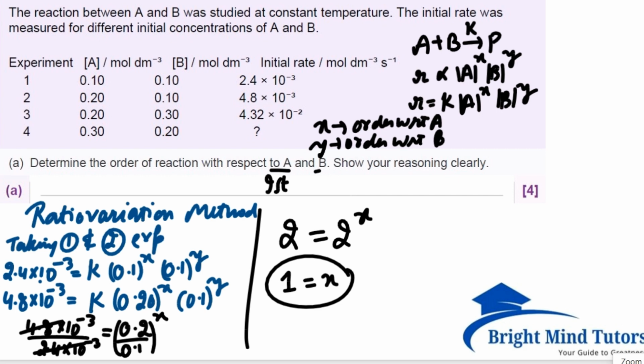So what we will be doing is choosing the experimental data in such a way that A's concentration is kept constant and B's concentration is varied. Experiment second and third, if you observe, here A's concentration is 0.20, which is the fixed one, and B's concentration is varying. So these two data we'll make use of now. Let's find the order with respect to B.